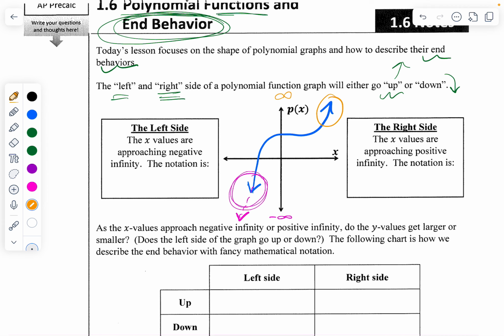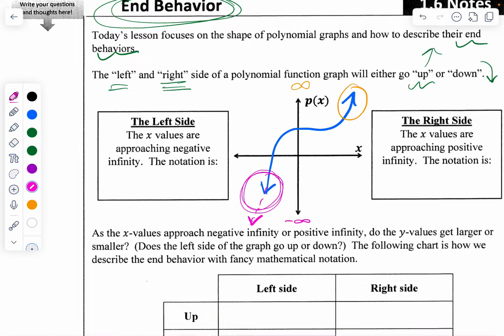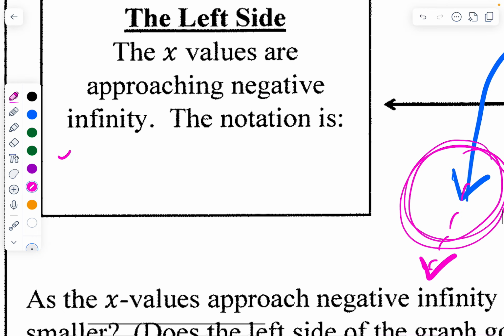So the limit that we're talking about are those y values, and we use this mathematical notation that looks like this. To describe the left side, we say the limit as x approaches negative infinity. You'll see this a lot in calculus, but this x approaching negative infinity has to go right under the limit notation, where we say p of x, the limit as x approaches negative infinity, aka the left of the function.